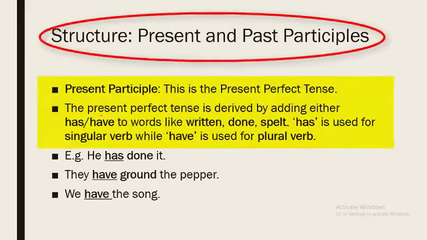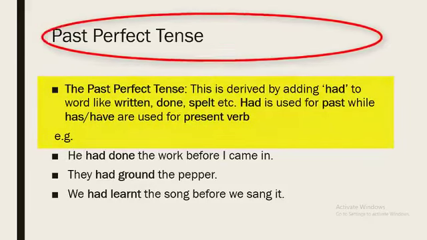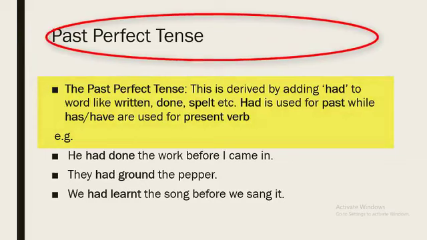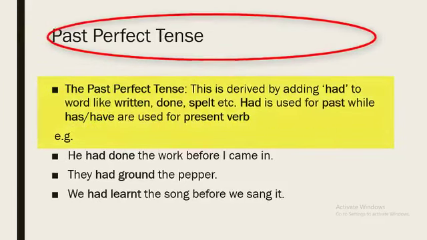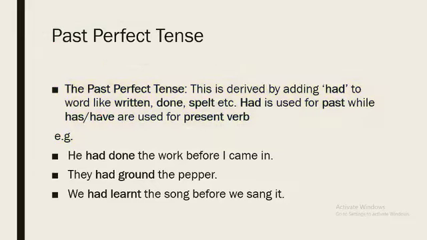But in the past perfect tense, you have to introduce what is called had to the past participle of those verbs. He had done the groundwork before I came. They had ground the pepper. We had learned. So it should be in the past perfect tense. So follow that closely. We had learned the song before we sang it. So you can see that had, like I said, is the past tense of has and have. So it's very important that you do that.